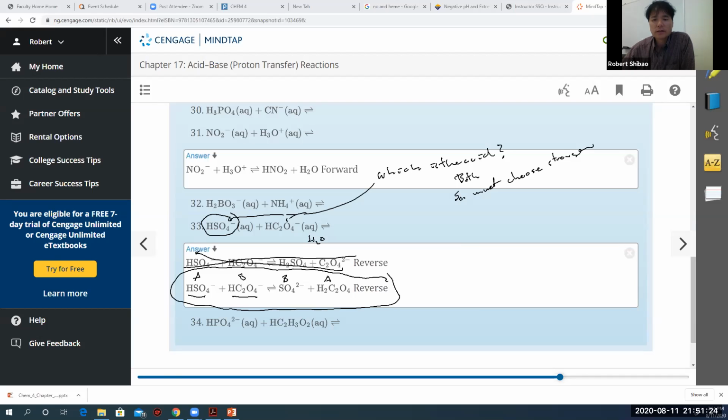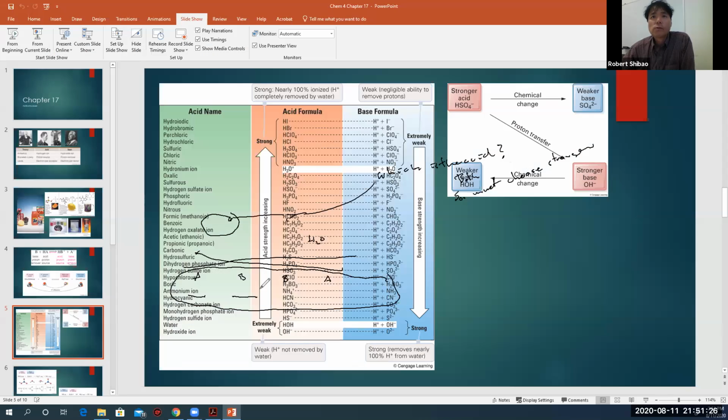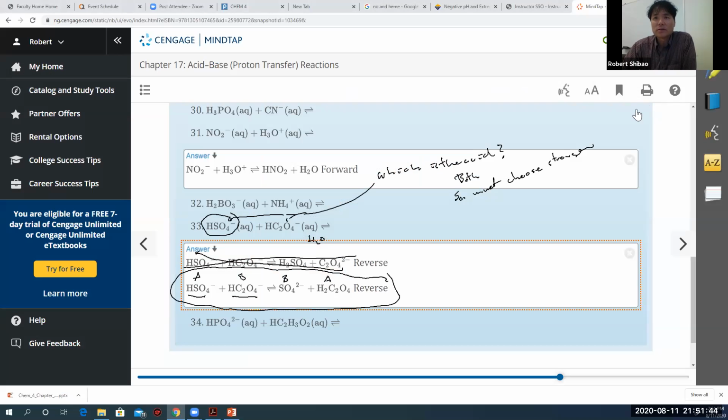And so if we take a look here, here's oxalic acid right at the border, and here's hydrogen sulfate. And so oxalic acid is slightly stronger. Well, if it's just slightly stronger, then that means it's probably equilibrium. We'll probably have a mixture. And so it's probably not as steep as one might expect.